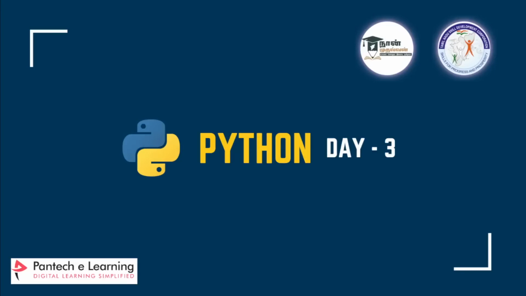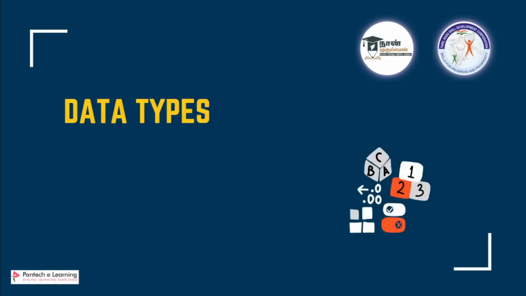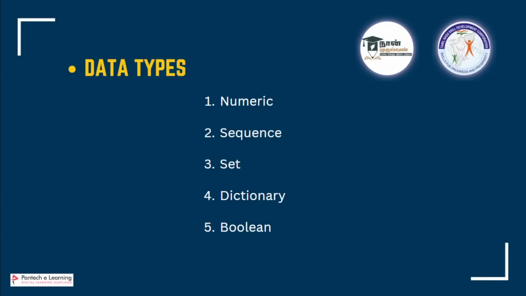So in the last class, we saw about data types in Python. In data types, we have completed the numeric data type and sequence, right? So in this class, we'll see the continuation, starting with set, dictionary and boolean. I welcome you all to day 3 of the Python class of this virtual internship. Shall we start the class?